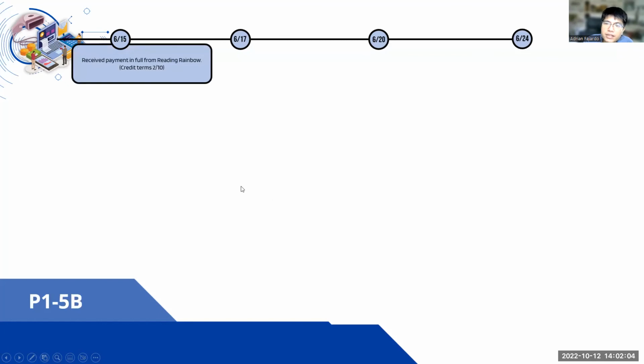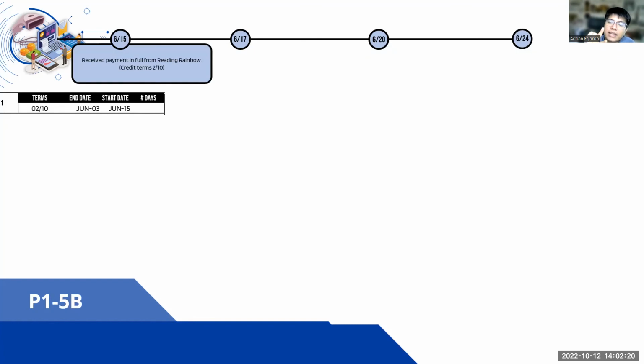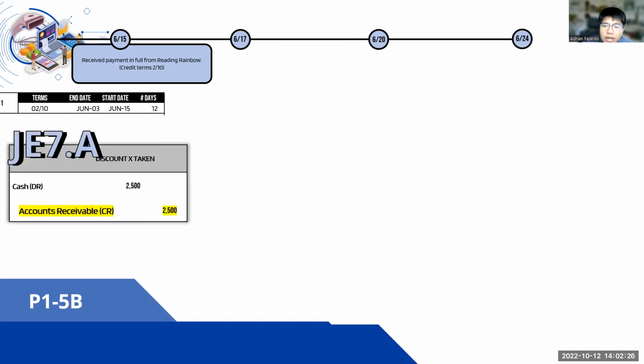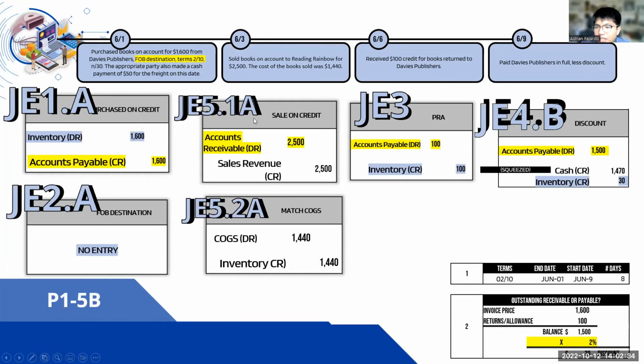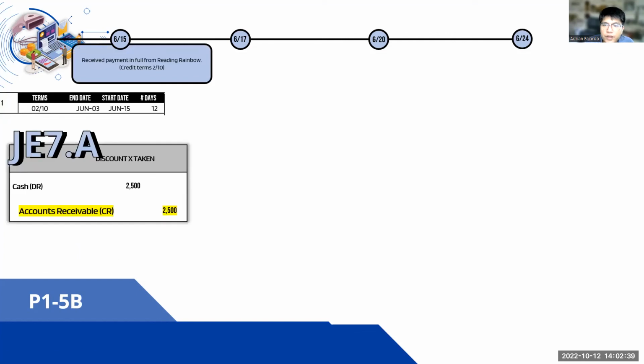On June 15, they received payment in full. So again, from the sale. So now we ask ourselves, what are the terms? 2/10, and then the relevant dates are June 3 and June 15. So 4, 5, 6, 7, 8, 9, 10, 11, 12, 13, 14, 15. 12 days have passed. There is no discount, and therefore, we just debit cash, credit accounts receivable of 2,500. Because 2,500 is what we sold it for. Accounts receivable, 2,500.